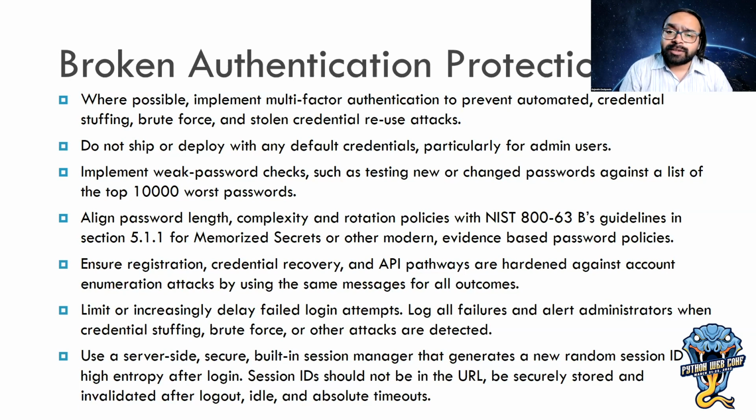Then implement weak password checks, such as testing new or changed passwords against a list of the top 10,000 worst passwords. Then ensure registration, credential recovery, and API pathways are hardened against account enumeration attacks by using the same messages for all outcomes. Then limit or increasingly delay failed login attempts. You can set a firewall where after 3 failed login attempts, you block the login page for a few minutes. Then log all failures and alert the administrators.